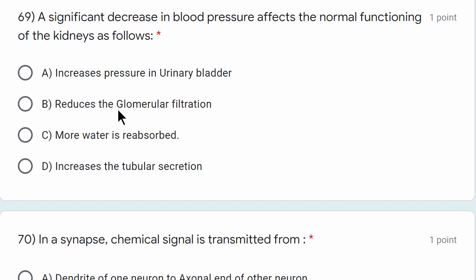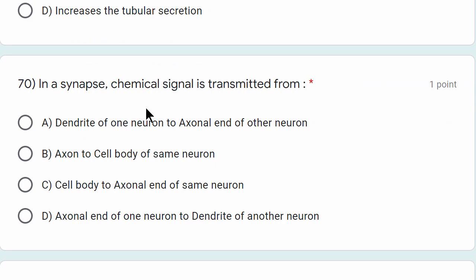Glomerular, okay, if I'm pronouncing this correct, glomerular filtration will reduce. Okay, so that is the correct answer. Increased pressure on urinary bladder is wrong. More water is reabsorbed, I don't know this. Increase in tubular secretion, I don't think this is also true. So I think B is the answer, but this is not part of your syllabus, so you can't expect this in the final exam.